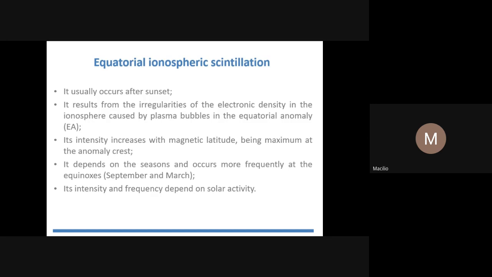Another interesting characteristic of this scintillation: the intensity increases with the magnetic latitude. And the maximum intensity we find is at the crest of the anomaly. On the other side, near the equator, the intensity is low.